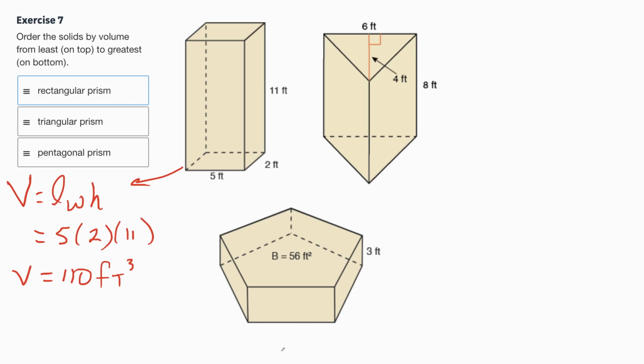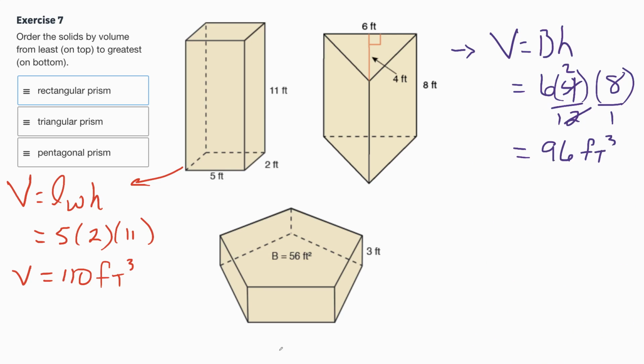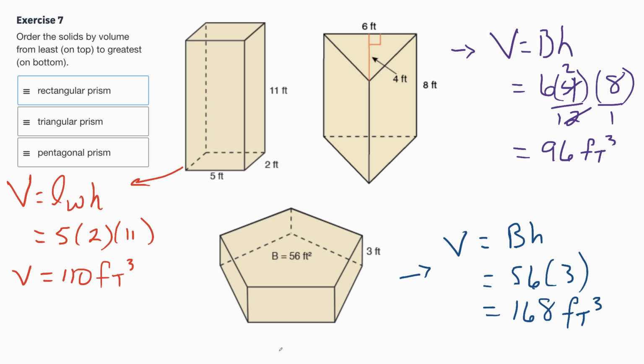Number 7, order the solids by volume from least on top to greatest on bottom. Well, I need to find the volume. So I find the volume of the rectangular prism, the volume of the triangular prism, and the volume of the pentagonal prism. Okay, so the one that should go on top should be the triangular. So this one would have to get moved here. And then the rectangular would be moved here, and the pentagonal has the largest, so that one stays on the bottom.